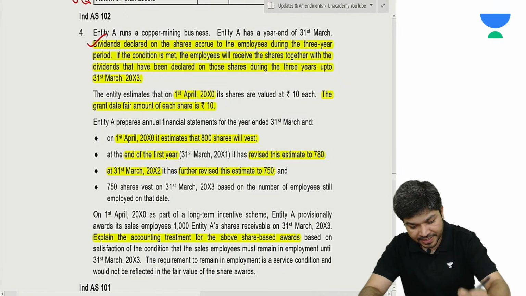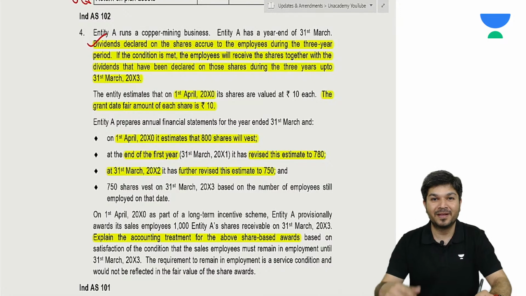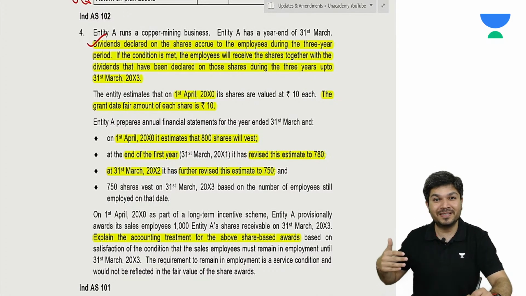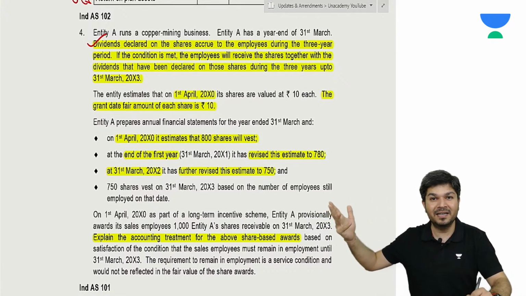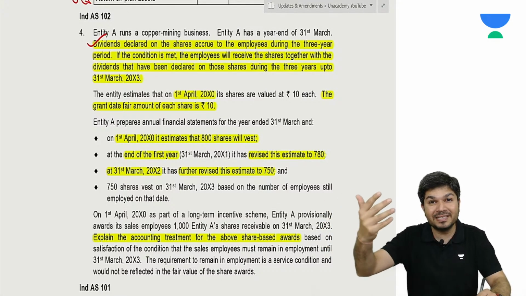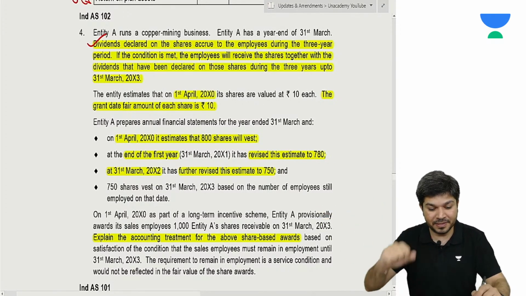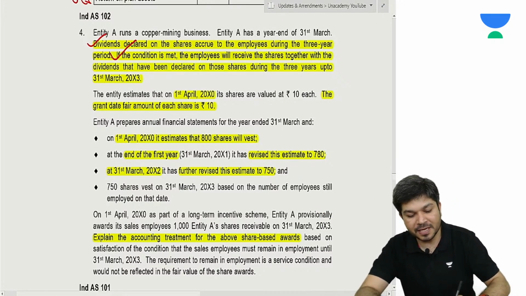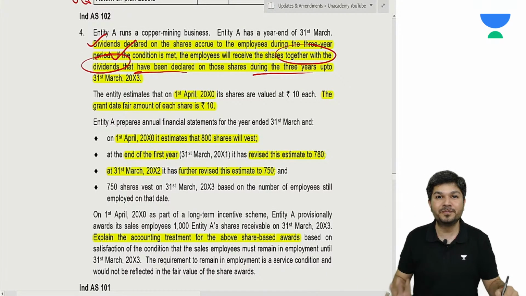Dividend declared on shares accrued to the employees during the 3-year period. So you are going to get the shares after 3 years. Now during these 3 years, if any dividends are declared on these ESOP shares, which are not yet issued to you, you will also get the dividend. So check the line. If the conditions are met, the employee will receive the shares together with the dividend which has been declared during 3 years. Can I say this is something new?